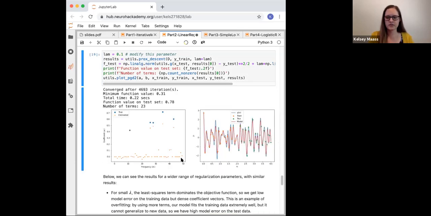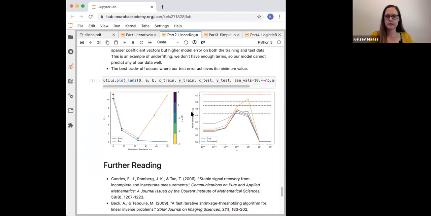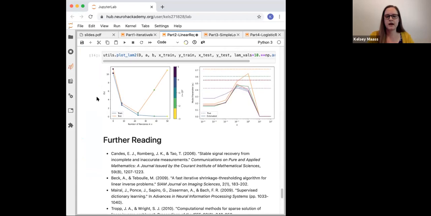Now, as we add regularization, our coefficient vector A becomes much more sparse, and we do a much better job at estimating the values in the test set. And of course, we don't want to add too much regularization because now we just estimate everything as 0 and we don't do well at all. So once again, we plot our function value with the number of non-zeros. This time we plot it for not only our training set, but also our test set.